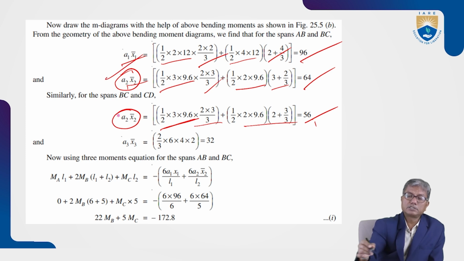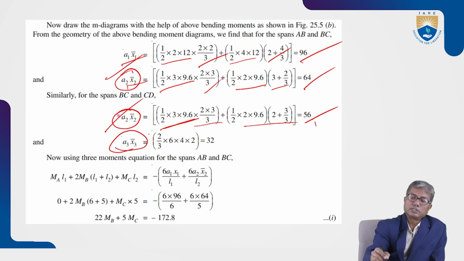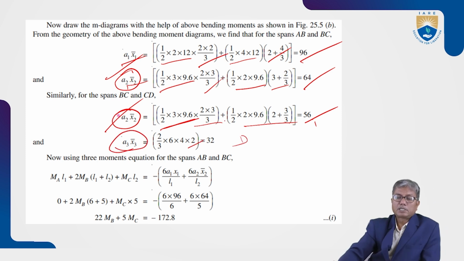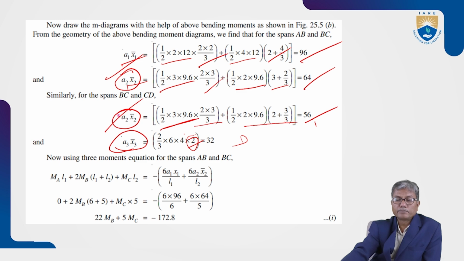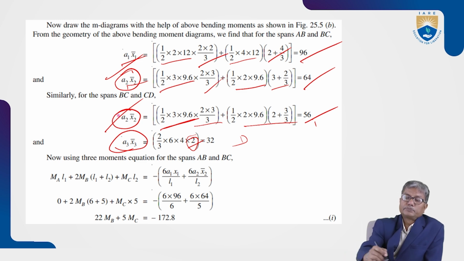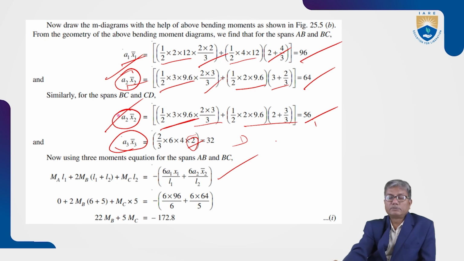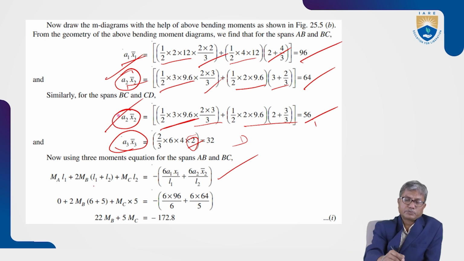Because here the distance is from C, and here the distance is from B. X2 bar is from B. And A3 x3 bar distance is from D. Here you can directly calculate for the entire area because we know the centroidal distance is 2 because of symmetry. Now apply this theorem. Substitute the calculated values here.